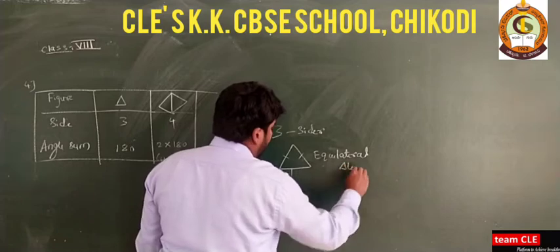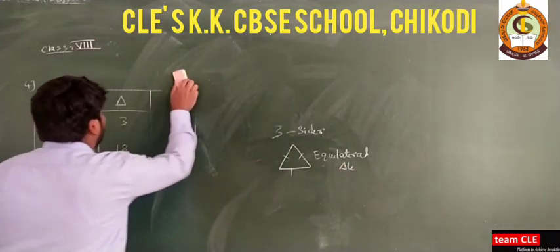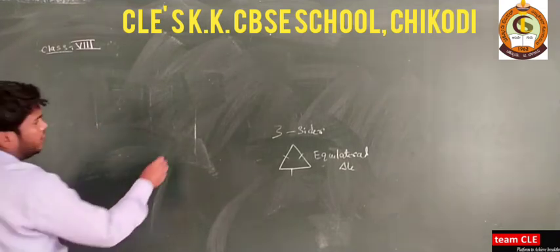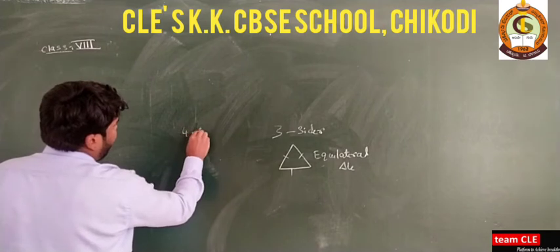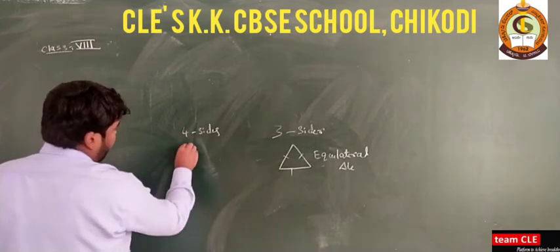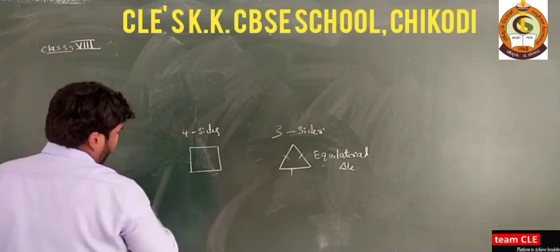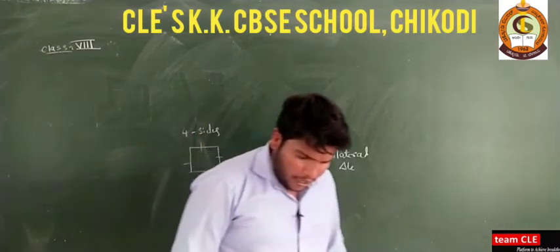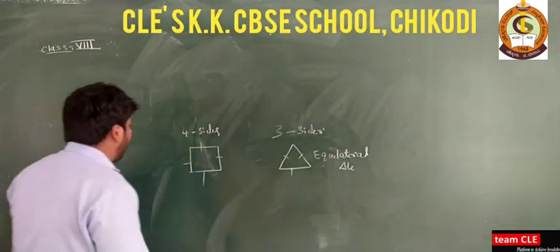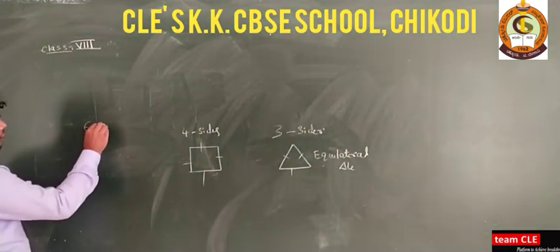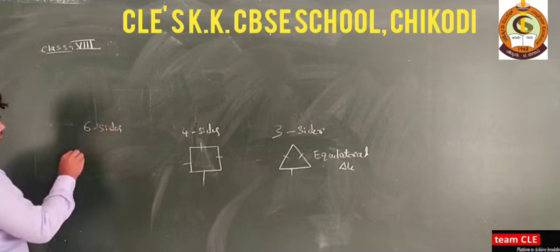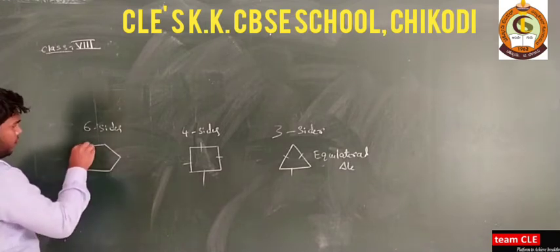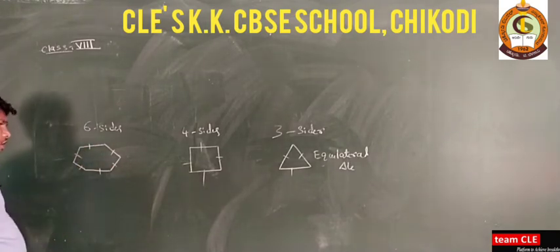triangle. If it is 4 sides, you have to write a regular square, a perfect square. All sides and all angles are equal. Again, one more is given as 6 sides. 6 sides means a regular hexagon. All sides and all angles are equal.